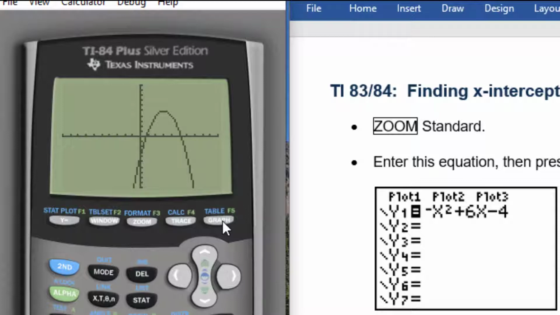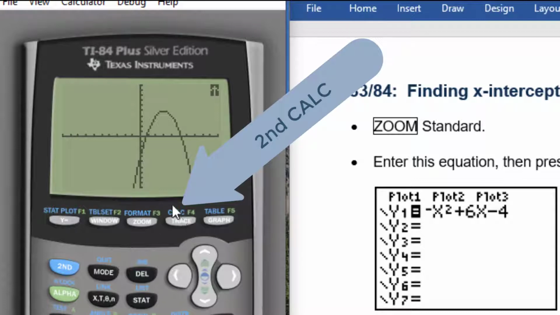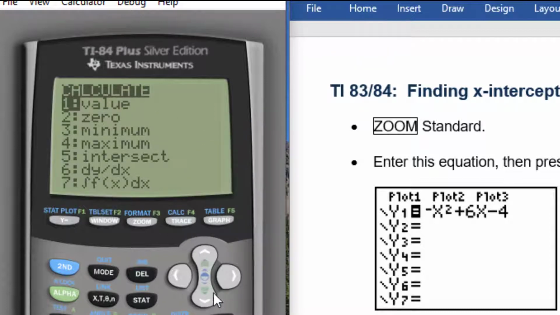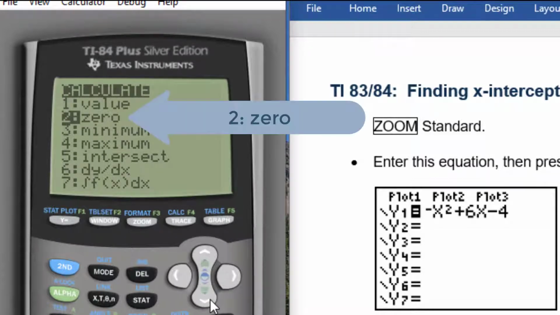Hope it does. And then here we go, back to our old friend, the second calc menu. So second, right here, calc, above the trace key. And this time we're going to choose number 2, which says it's the zero. Okay, let me press enter on that.